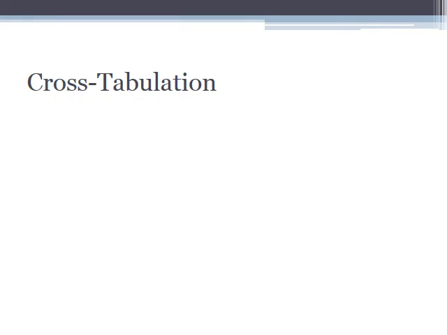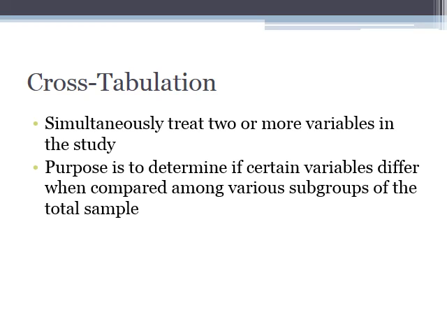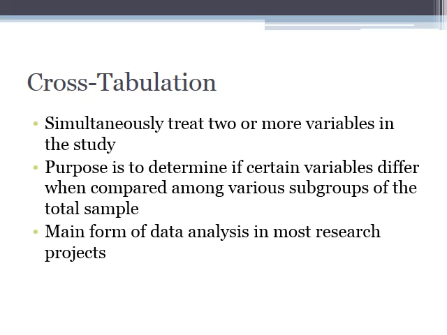Now that was all looking at one variable. We can also do what's called a crosstab. So we're moving from a one-way to a crosstab. The difference is that a crosstab allows us to look at two variables at a time. We can even go more than two. In this class, we'll typically stick with two. And the reason we do this is to determine if certain variables differ when compared among their smaller subgroups.